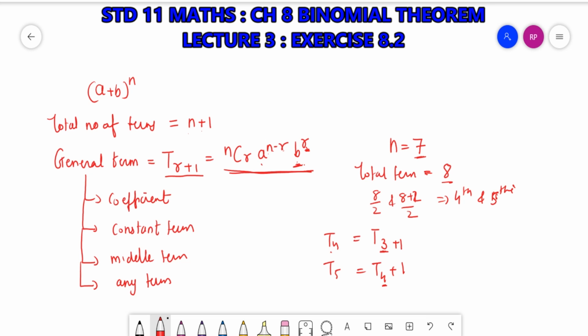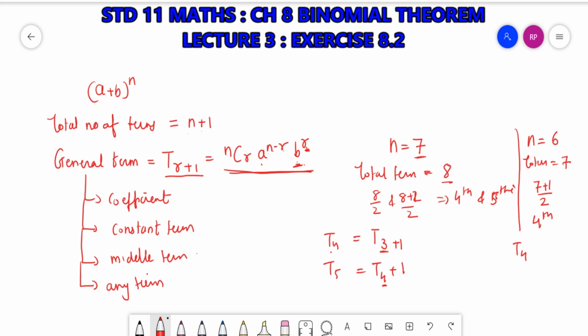Okay, one more thing about the middle term. For the middle term, suppose n is even, like n is equal to 6, then the total number of terms will be equal to 7. At that time, the middle term will be (7 plus 1) by 2, that is the fourth term. So we need to find out T4. Clear?